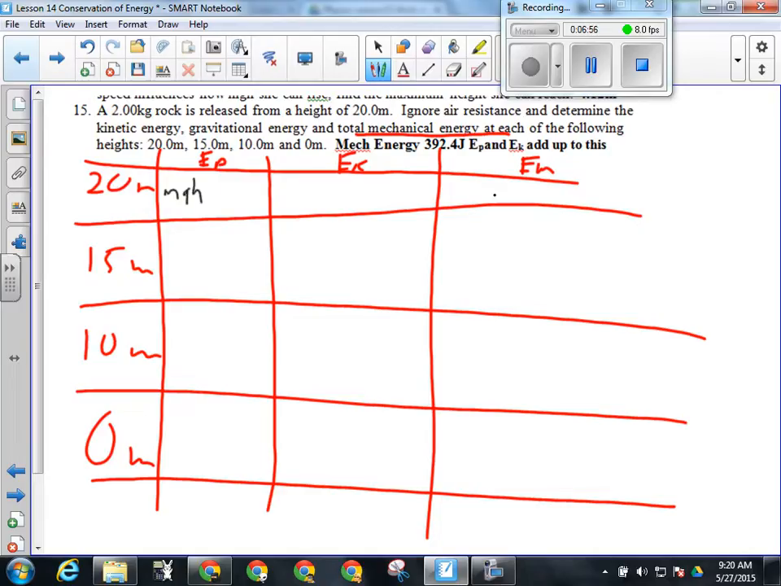It only has potential energy when it's being released. So when I calculate that, that's this number. This number, this number, this number, and this number. All the way down, right? Because we know mechanical energy never changes. Everyone okay with that part? Okay. All right, so when I go 2 times 9.81, I get 19.62, okay, and multiply that by 20.